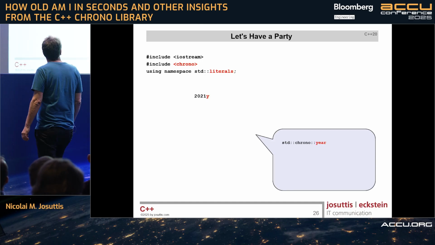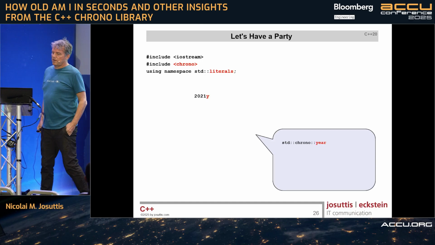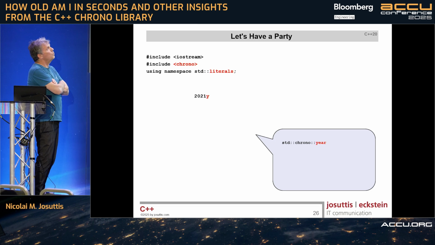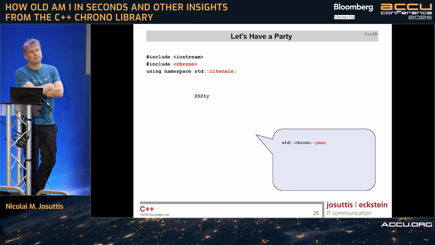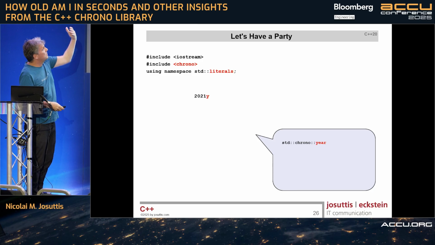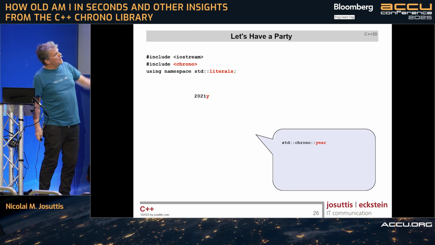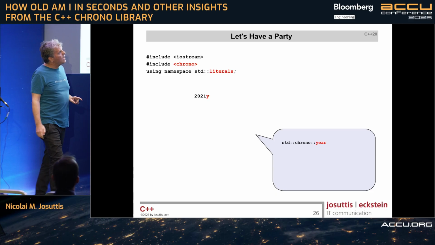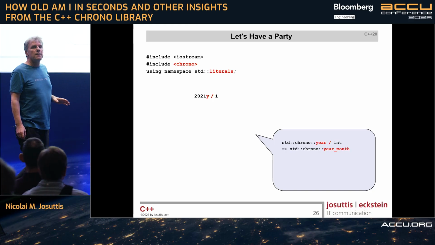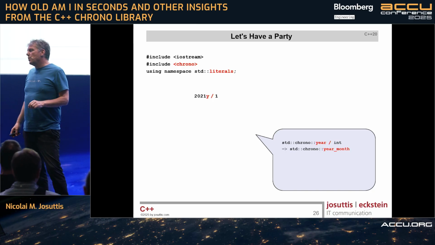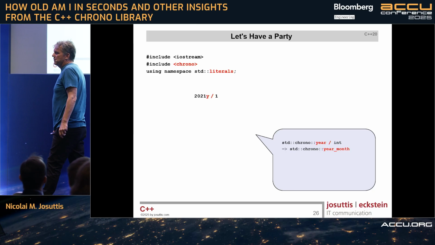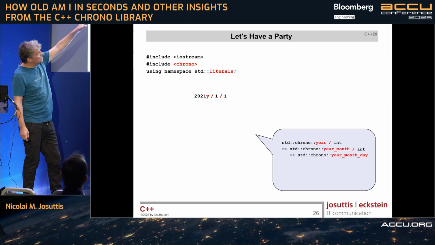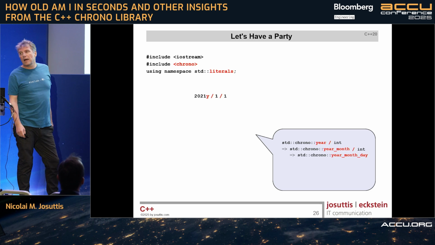Let's have a party. We have a new suffix, that's a single y. So 2021y is a chrono year. You need the std literals namespace for that. std::chrono::year, that's the type of this thing. For that type, we have a slash operator defined. When there comes an int, we get a year combined with a month, so we interpret the int as a month. And then when we have another slash operator on that, we get a year, month, day.